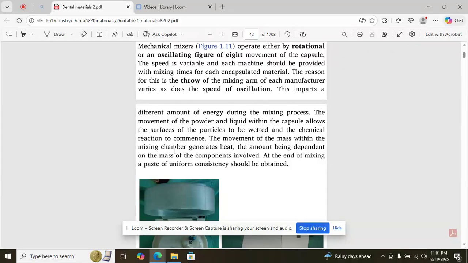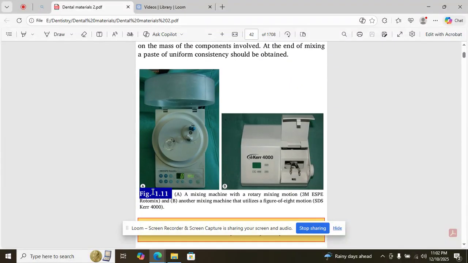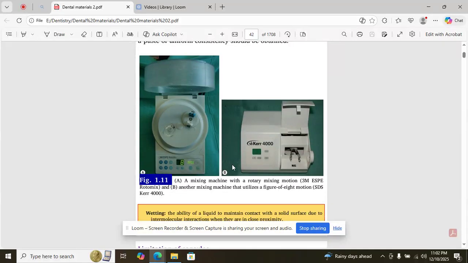The movement of the mass within the mixing chamber generates heat, the amount being dependent on the mass of the components involved. At the end of mixing, a paste of uniform consistency should be obtained. Figure 1.1, A, a mixing machine with a rotary mixing motion, 3M ESPE Rotomix, and B, another mixing machine that utilizes a figure-of-8 motion, SDS Kerr 4000.